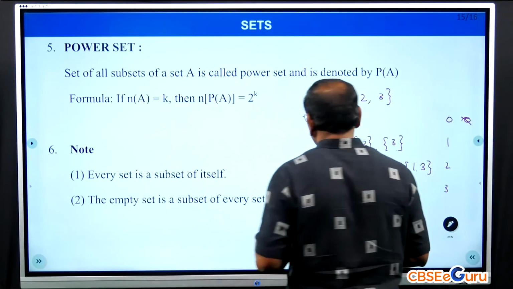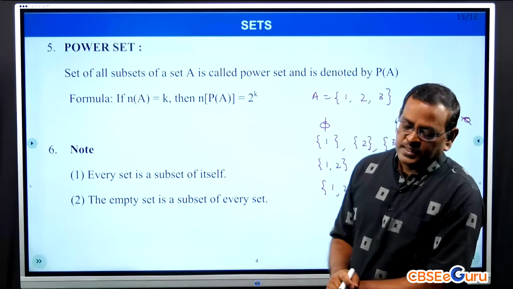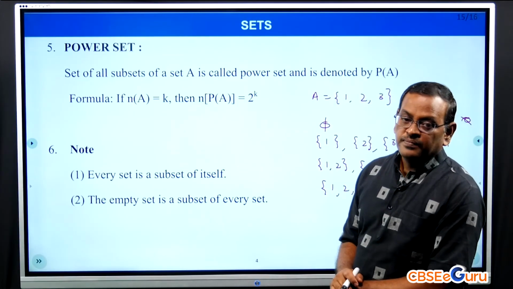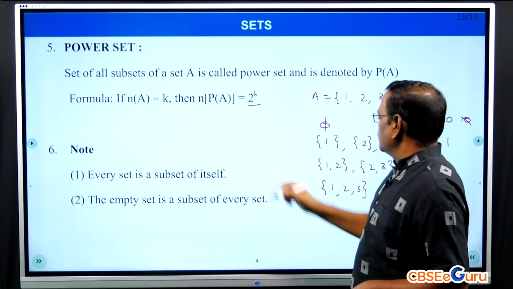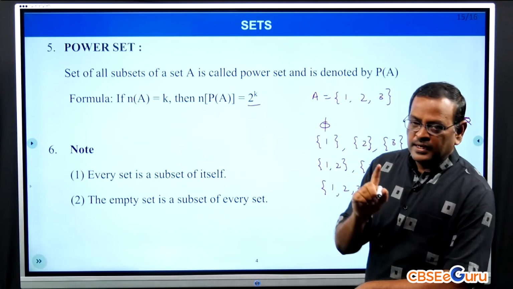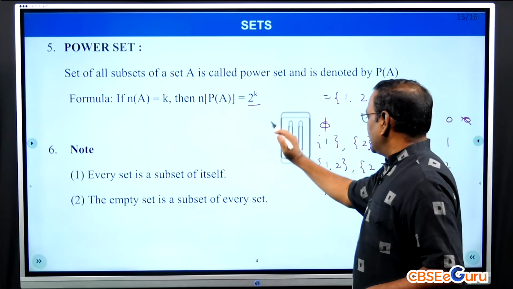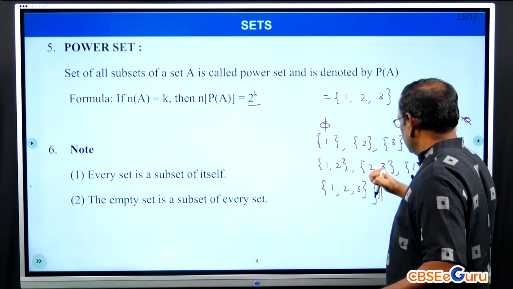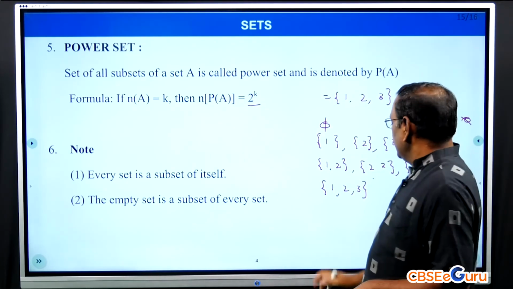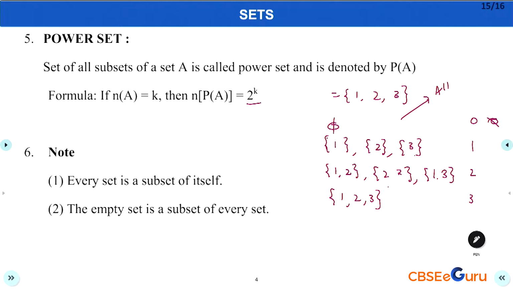At present we will discuss based on this. Number of subsets of a set equal to 2 power k, where k is the number of elements. And one more important definition of power set. Without brackets, these are all the possible subsets. So this is all possible subsets.